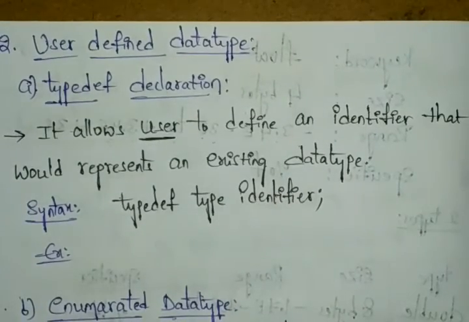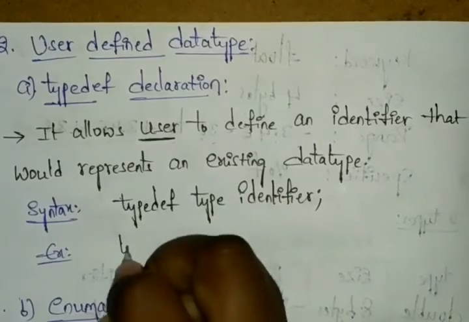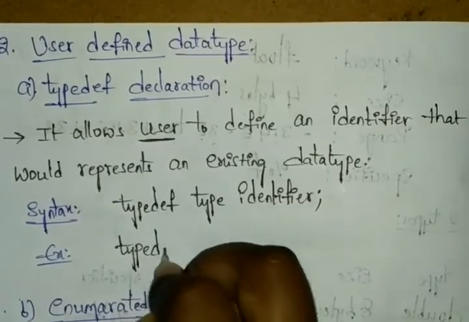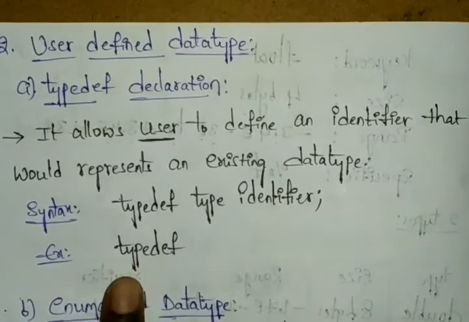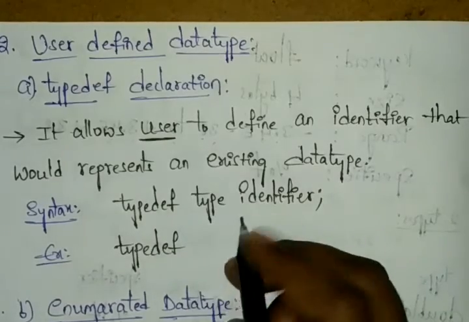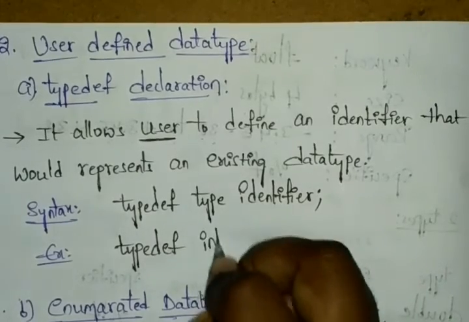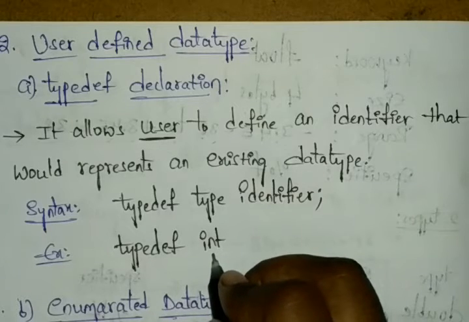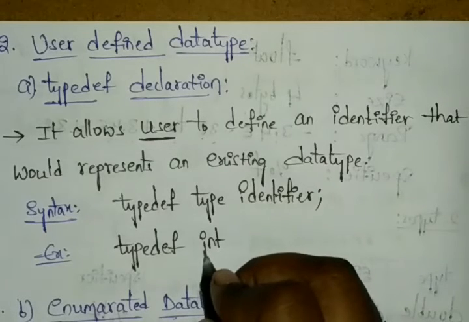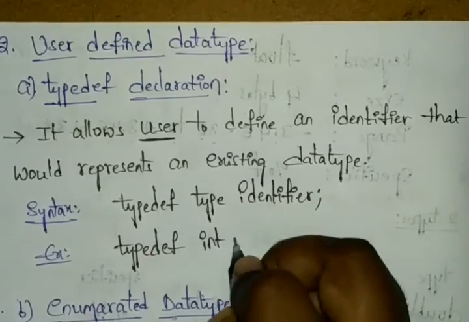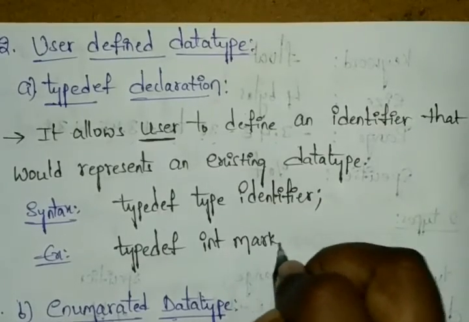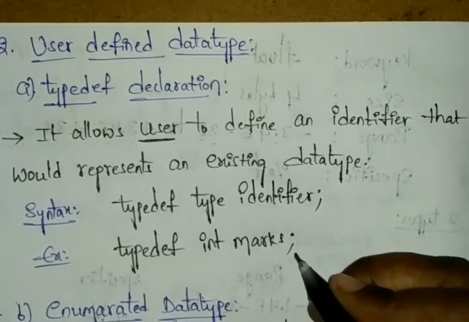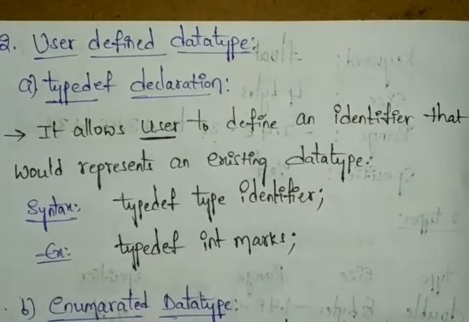For example, if you're writing the example for this, it is the same as your typedef, and for the type here I'm choosing integer. Your type means your data type. So here I'm choosing the primary data type, for example int, and for the identifier I'm choosing marks. Why? Because marks can be defined in integer format, right? So that's why I took the type like this.